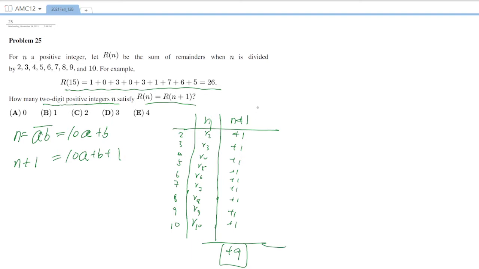But once n plus 1 can be divided by some of these numbers, we subtract 2, 3, 4, 5, 6, 7, 8, 9, and 10 respectively. So basically we plus 9, and we want to find the combinations that make us subtract 9. Let's see how many ways we can subtract 9.